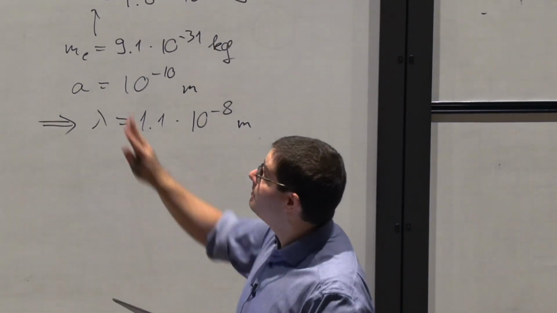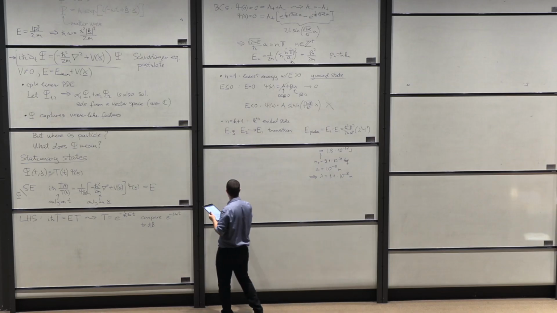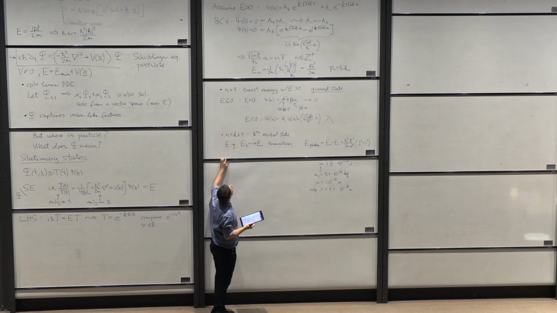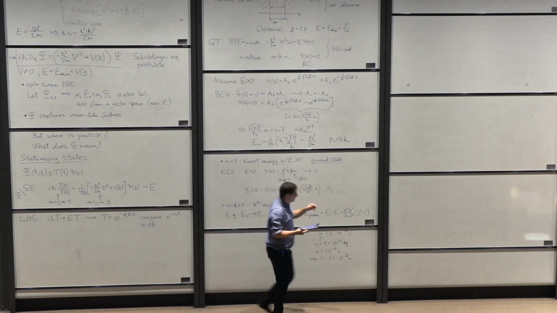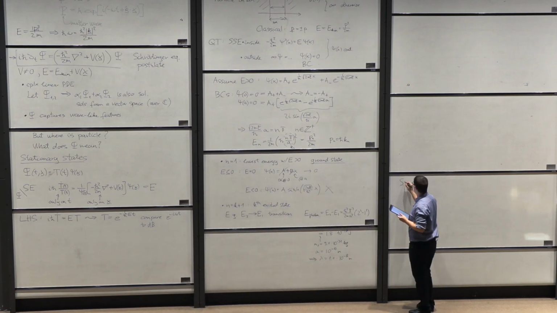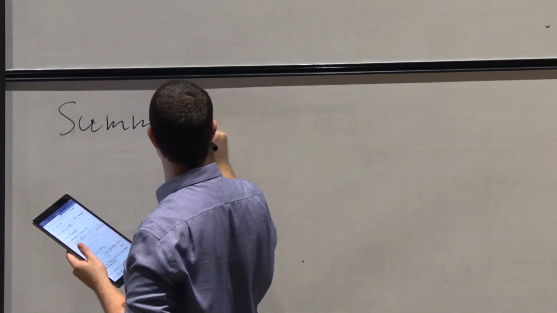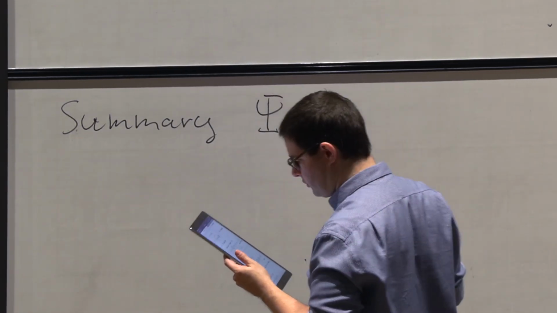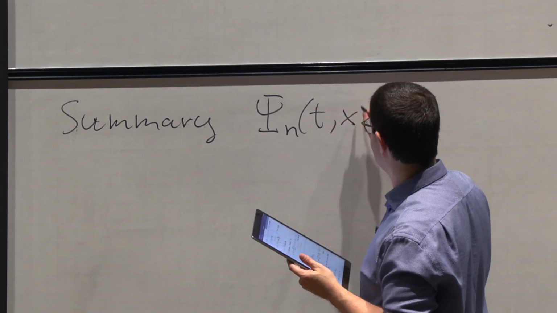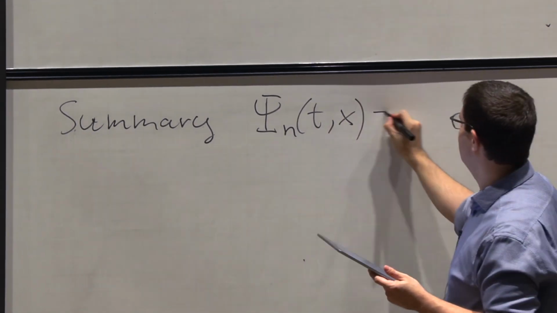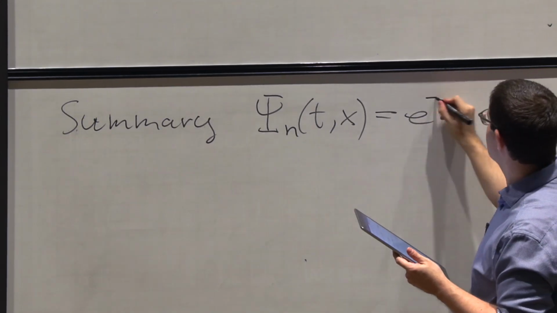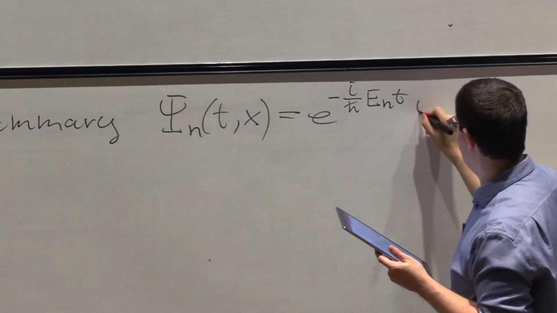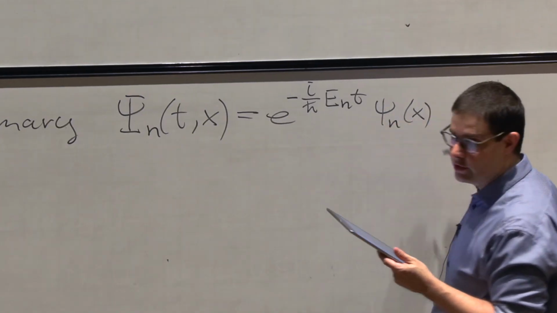Okay, and so let me summarize what we got, because I realized that I didn't write down the wave function explicitly. Let me do it here. So, summary. We are constructing an elementary set of solutions to the time-dependent Schrodinger equation. The time dependence is simple, e to the minus i E t over h bar, and then this is multiplied by the stationary state, which is x-dependent.